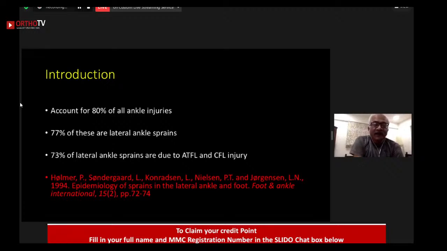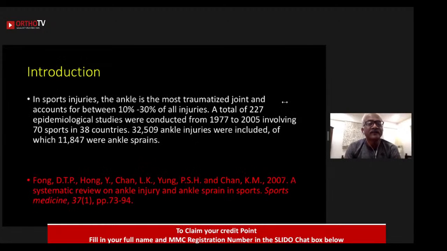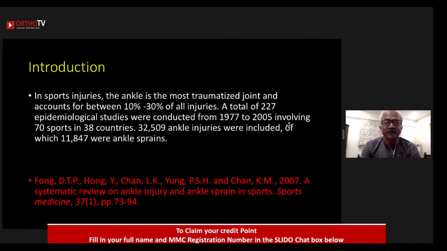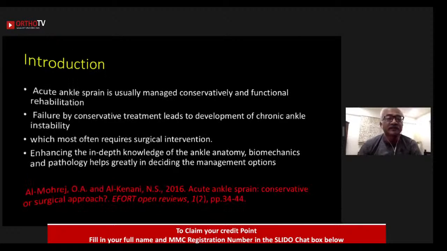Acute ankle sprains account for about 80% of all ankle injuries, and 77% of these are lateral ankle sprains. 73% of the lateral ankle sprains are due to either ATFL or CFL injury. In sports injuries, the ankle is the most traumatized joint, and it accounts for 10 to 30% of all sporting injuries. In an epidemiological study conducted from 1977 to 2005, which involved 70 sports in 38 countries, 32,509 ankle injuries were included, out of which 11,847 were ankle sprains. So that tells us about the magnitude of this problem which we face in our day-to-day practice.